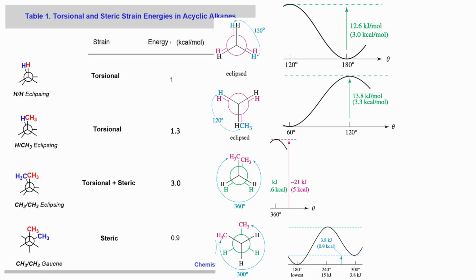So the point is, as soon as those groups are methyl or bigger, a gauche interaction, a 60-degree separation between those groups, is not large enough to completely separate them. And so there is a destabilizing energy associated with that.